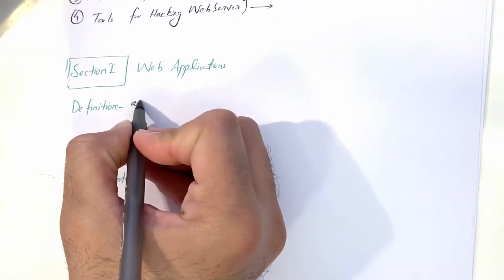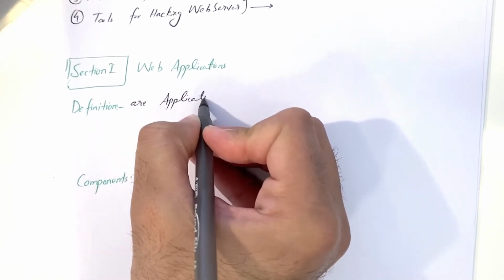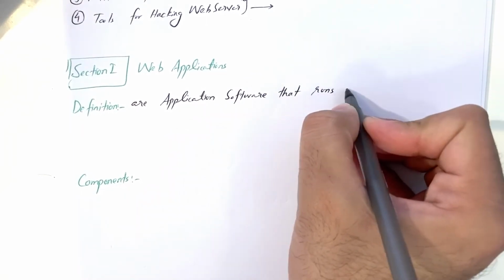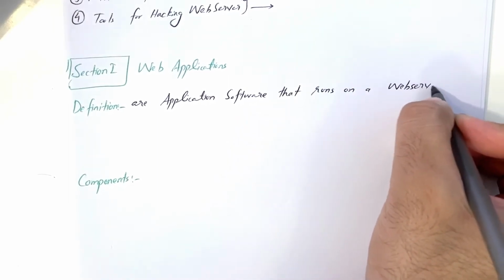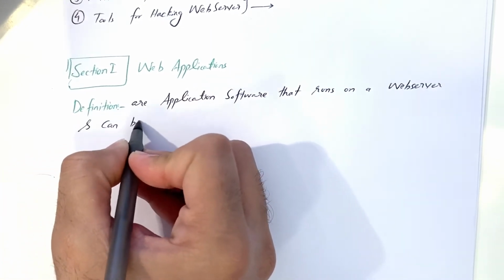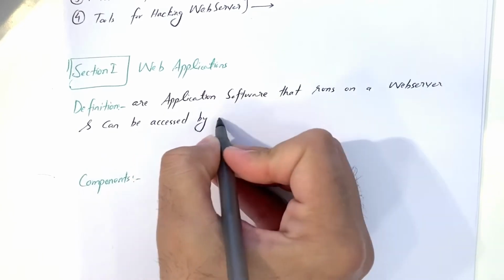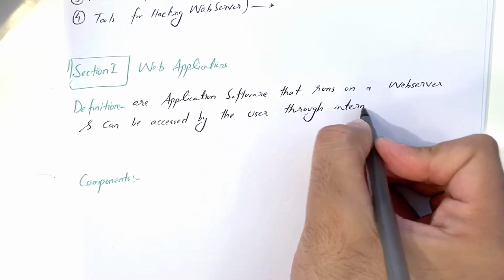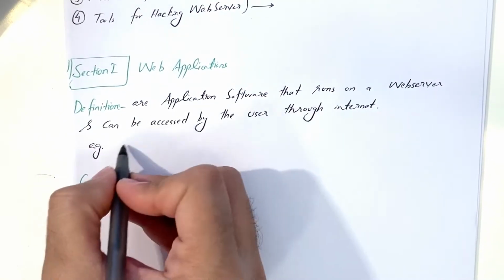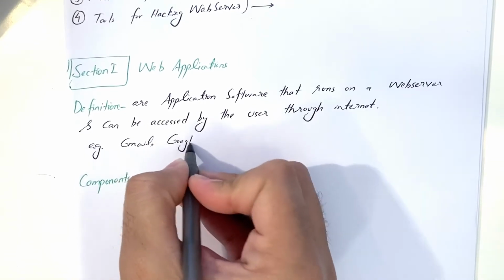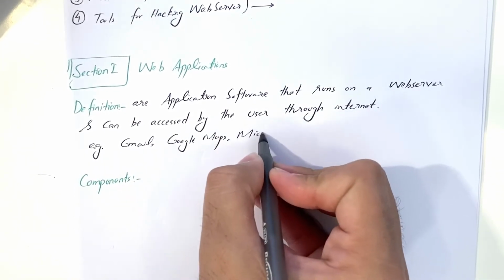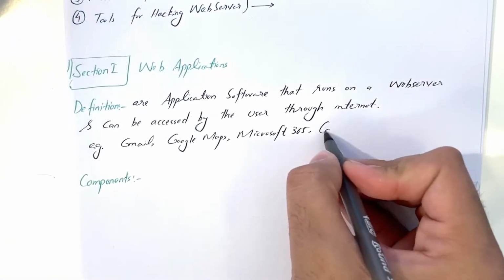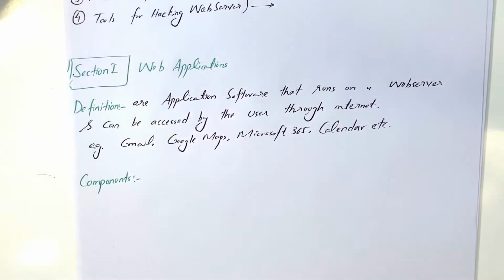So web applications are application software that runs on a web server and can be accessed by the user through internet. And the examples are, for example, Gmail, Google Maps, for example, Microsoft 365, for example, you can say calendars, the online calendars, etc., etc. These are basically called web applications.